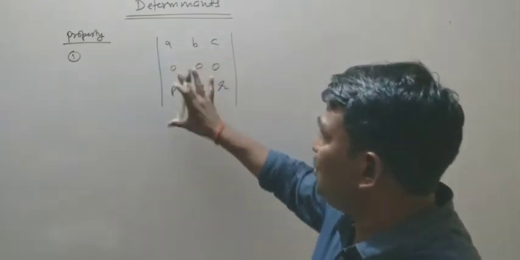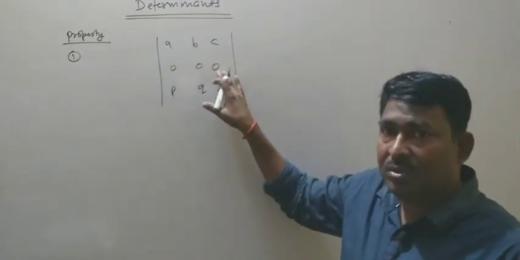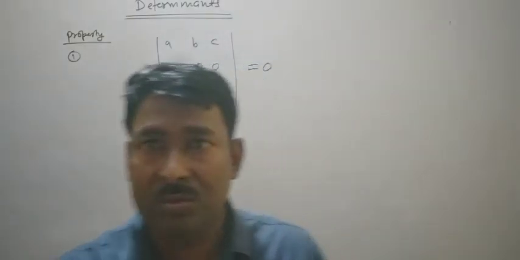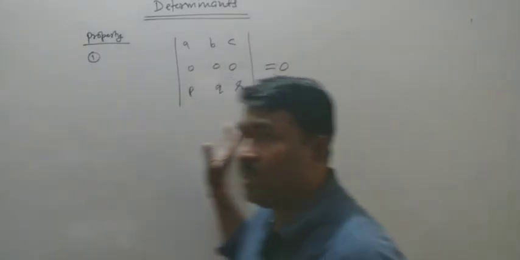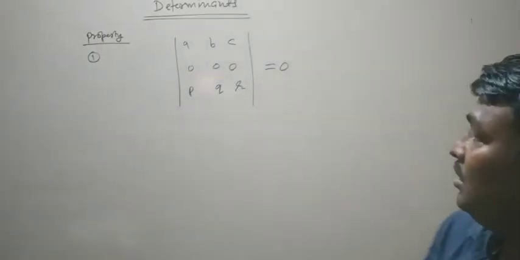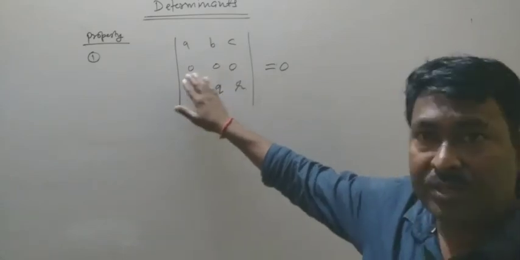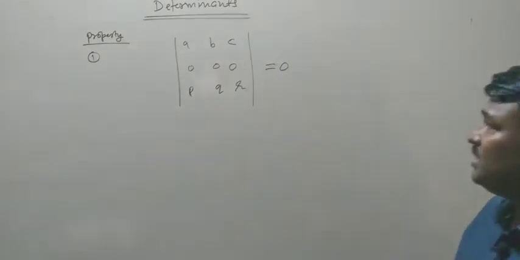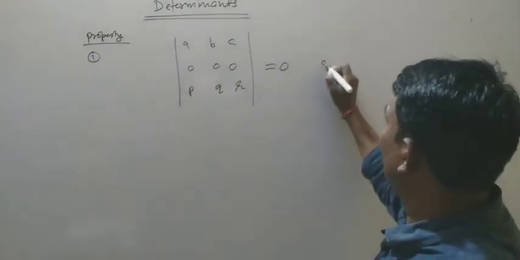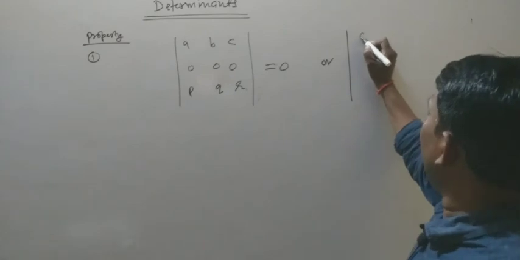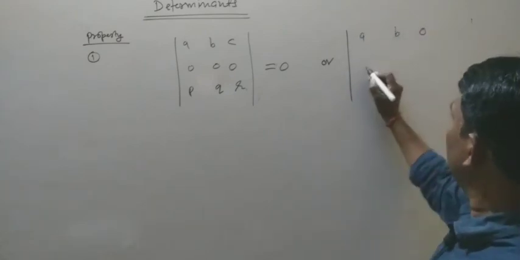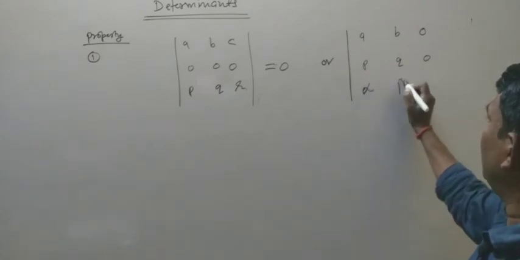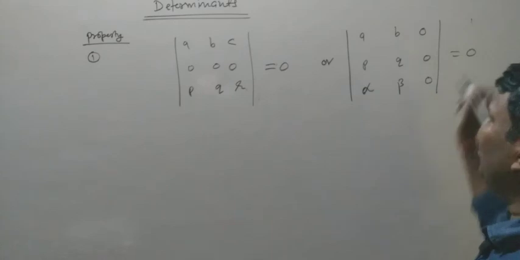See, in this determinant all elements of the second row are 0, so its value will be equal to 0. It is quite obvious that all elements of this second row are 0, and that's why its value will become 0. Now if all elements of a column are 0, suppose A, B is 0, here P, Q 0, here alpha, beta 0, then also its value will become 0.